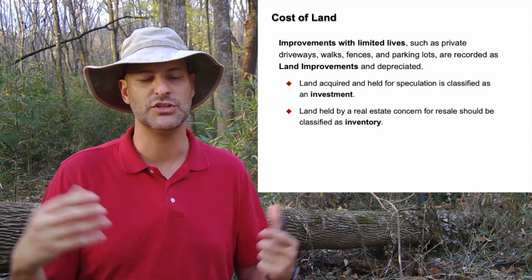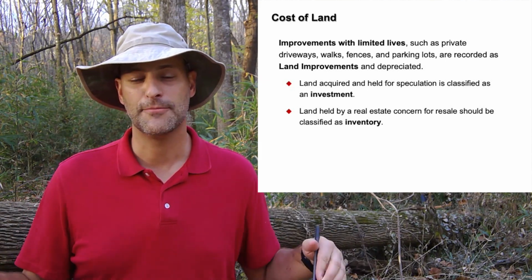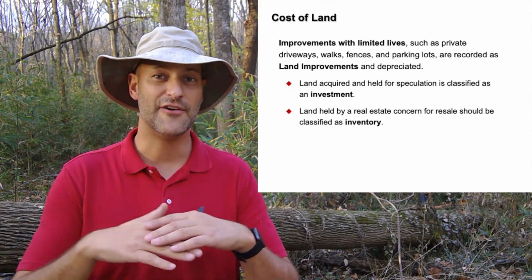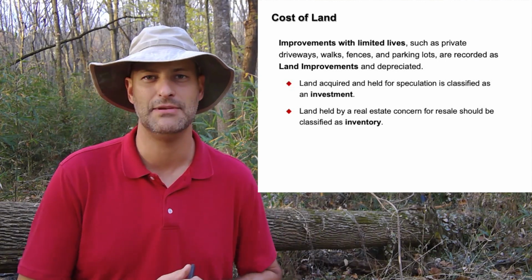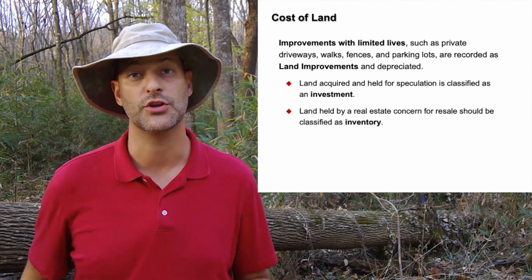So a parking lot eventually is going to wear out. You're going to have to replace the parking lot. But if I flatten a piece of land, the assumption is that the land is now flat, and anyone who wants to buy that piece of land wants it flat to build a building on. So that's why it's under the cost of the land itself. So those are the costs of the land.